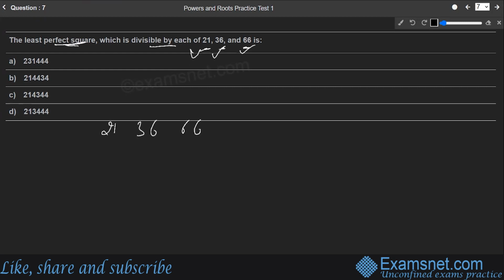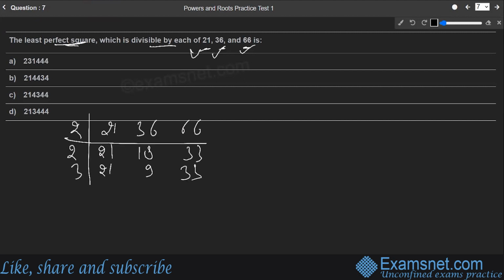For that we are supposed to divide them. If we divide by 2, 21 will not be divisible. It will become 18, and this is 33. Let us divide by 2 again. So it's going to be 21, 9, 33. Let us divide it by 3. So it's going to be 7, 3, 11. Then it is divided by 3 again. So it's 7, 1, 11. Then 7, and then 11. Okay, this is how it will be.